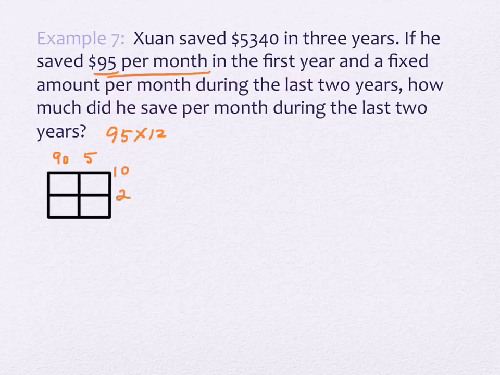And inside of each of the corners of the box, we're going to actually do the multiplication. So 90 times 10 is 900. 5 times 10 is 50. 90 times 2 would be 180. And then 5 times 2 is 10. So then we're going to add these together: 900 plus 180 plus 50 plus 10.